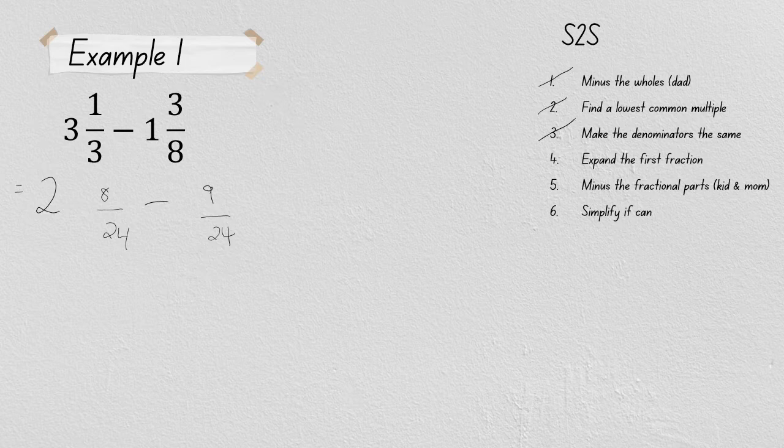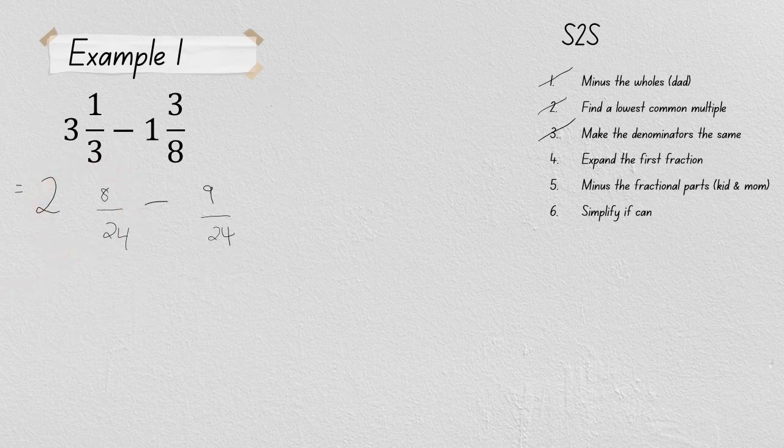Step 4, expand the first fraction. Now before we do that, let's ask ourselves, now that the denominators are the same, can you minus the numerators? 8 minus 9. So 8 is smaller than 9. So you cannot subtract 8 minus 9. So this is where regrouping comes in. First, the step tells us to expand the first fraction. So the first fraction consists of this one, 2 wholes 8 out of 24.